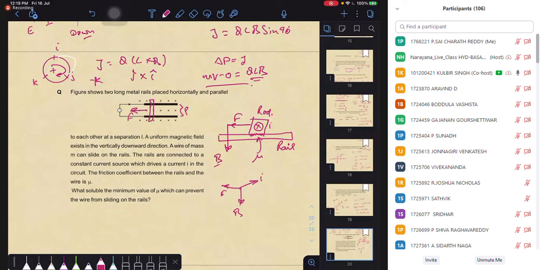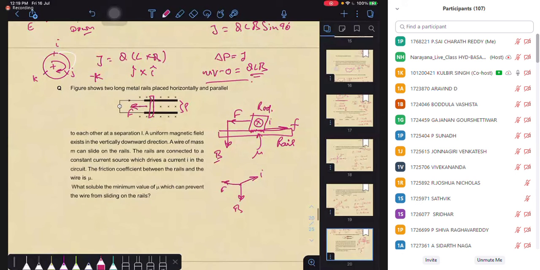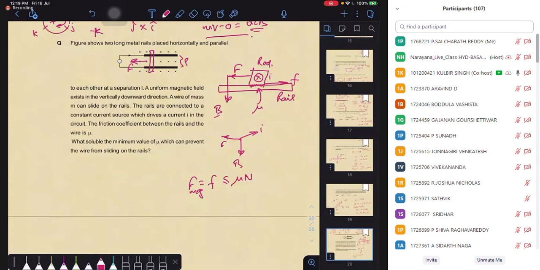Now the magnetic force tries to pull the rod to the left side. So friction comes at the contact point. Friction is going to act in the backward direction. The criterion is that this magnetic force should be smaller than mu N. As long as the magnetic force is smaller than mu N, it is going to remain at rest. No sliding.